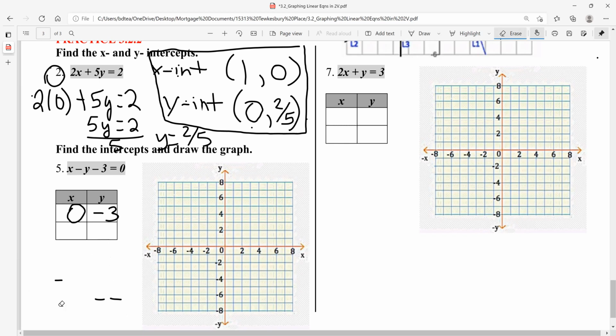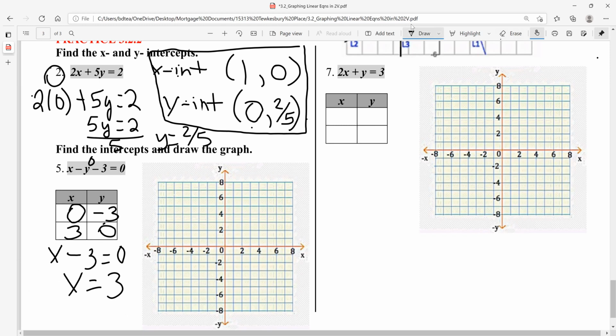So when y equals 0, we have x minus, this is a 0 here, so we don't have to write that down, minus 3 equals 0. And then x equals 3. So when y is 0, x equals 3.